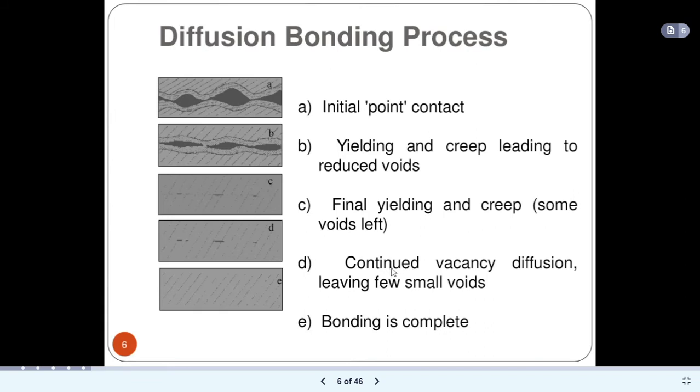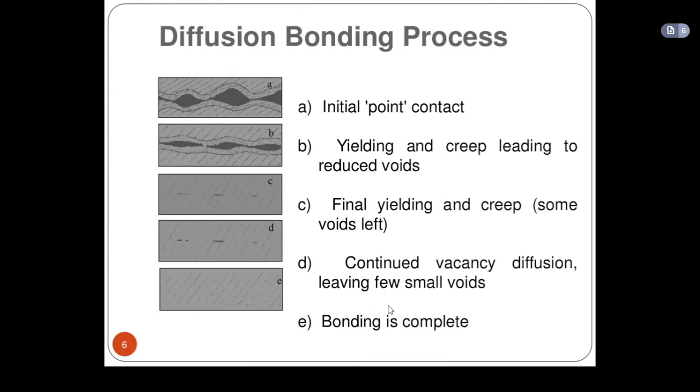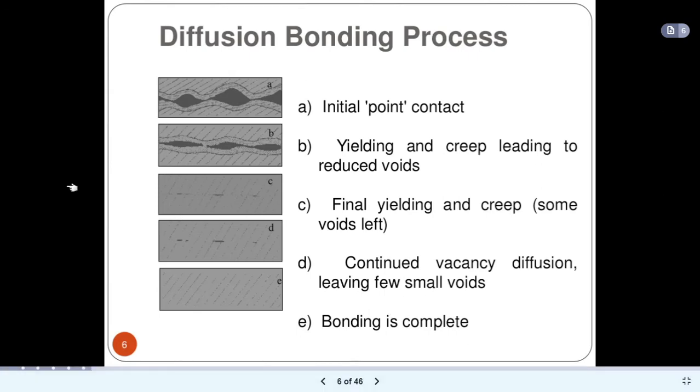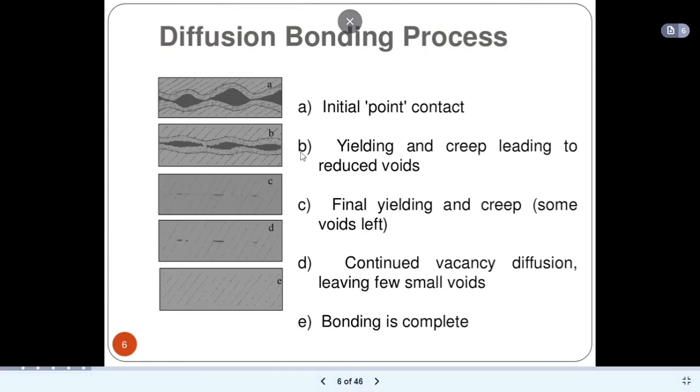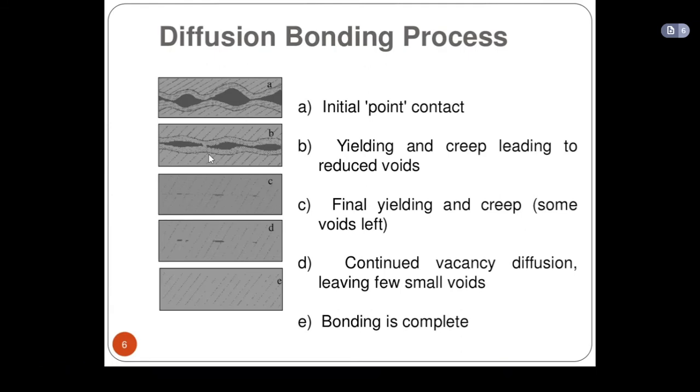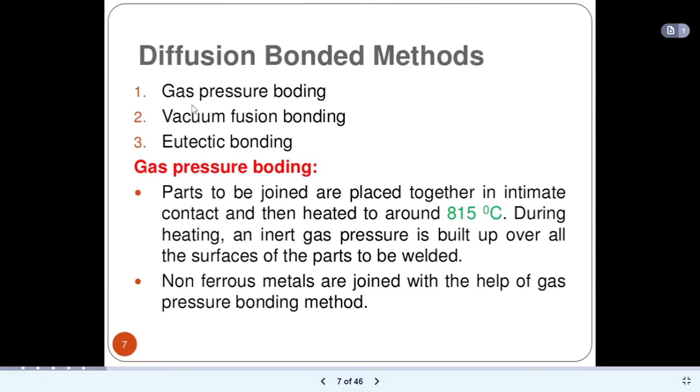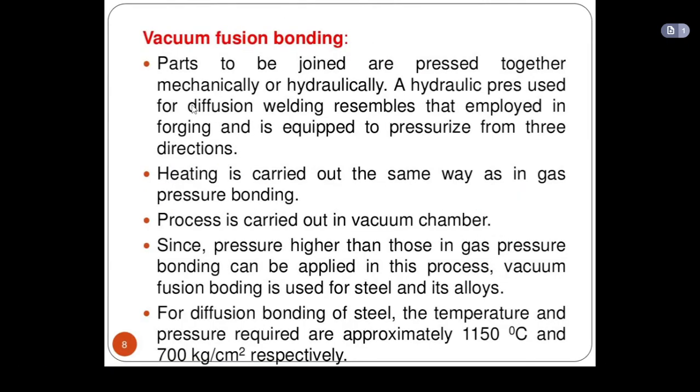Then in the fourth stage, continued vacancy diffusion leaves a few small voids. After that, we provide some temperature and pressure also, and at the end of stage E, or stage 5, bonding is completed. Means to make a complete, proper, strong joint, we need to increase the temperature and the pressure also. So this image shows the step by step procedure of the diffusion bonding process. Diffusion bonding methods are not in our syllabus, so we will skip them here.